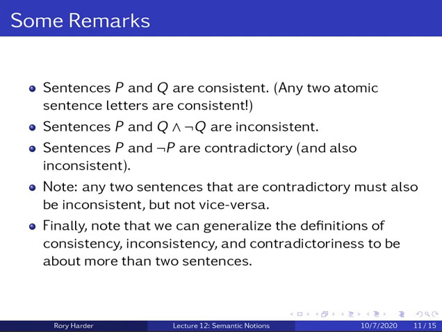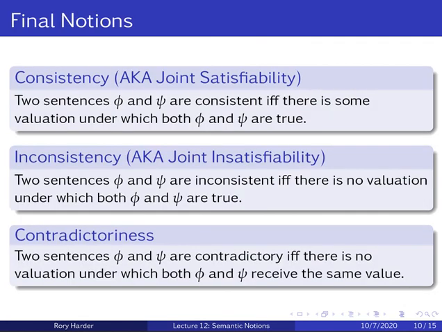Now, the final thing to note is that, and this is done in the readings, we can generalize these definitions of consistency, inconsistency, and contradictoriness to be about more than two sentences. So in the definitions I've given you here, I'm just telling you when two sentences are consistent, for instance, which is when there's some way of making both of them true. But we could add a third one, and we could say that the three sentences are consistent just in case there's some valuation which makes all three of them true. And similarly with 4 or 5, or an arbitrary number of sentences.